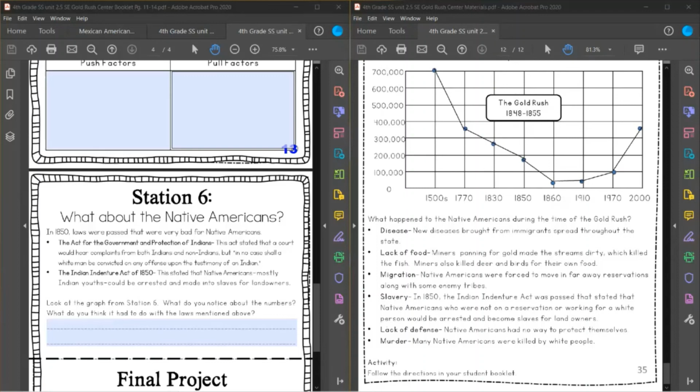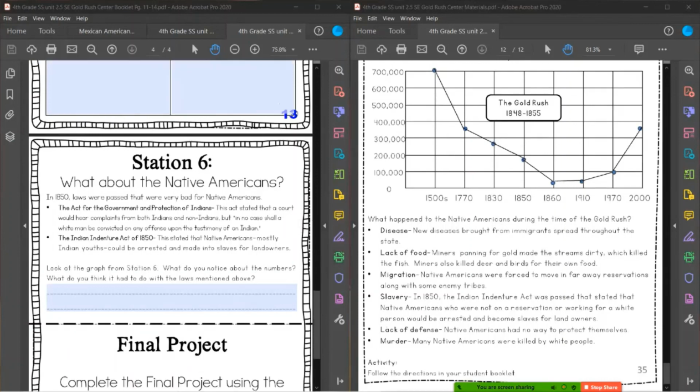So what you're going to do in your station, for Station 6 in your center booklet, is you're going to look at this graph, and you're going to note here on the lines, using complete sentences, what you notice is going on. So what do you think it has to do with the laws that were mentioned above? These laws were passed in 1850. So take a look at 1850 onward and see what you think those different laws caused to happen with the population of Native Americans.